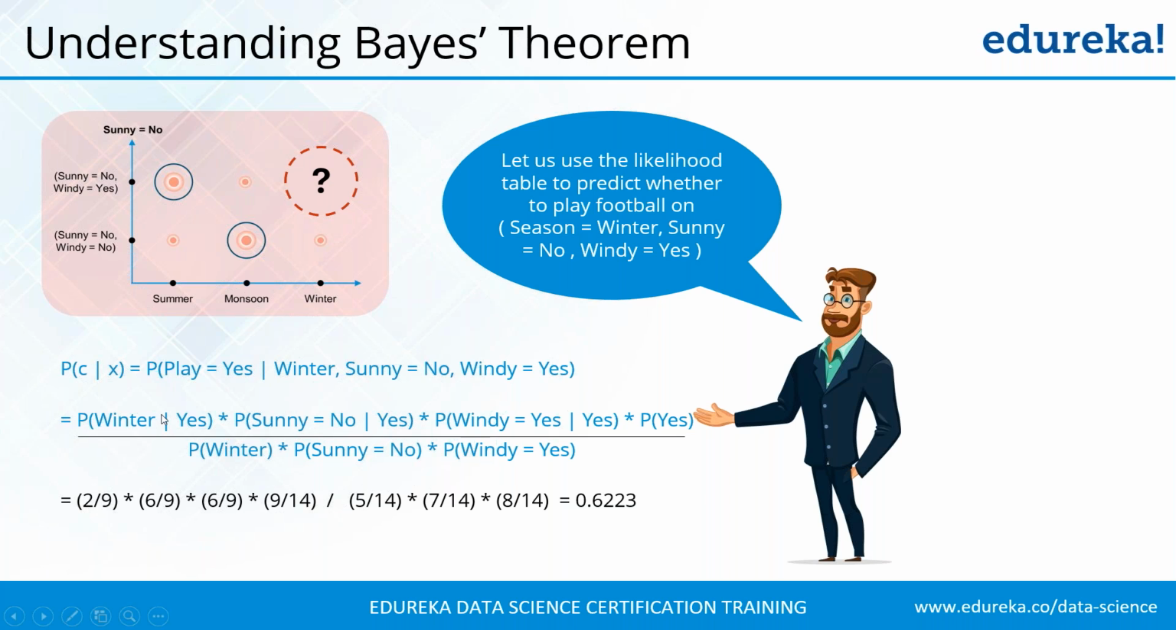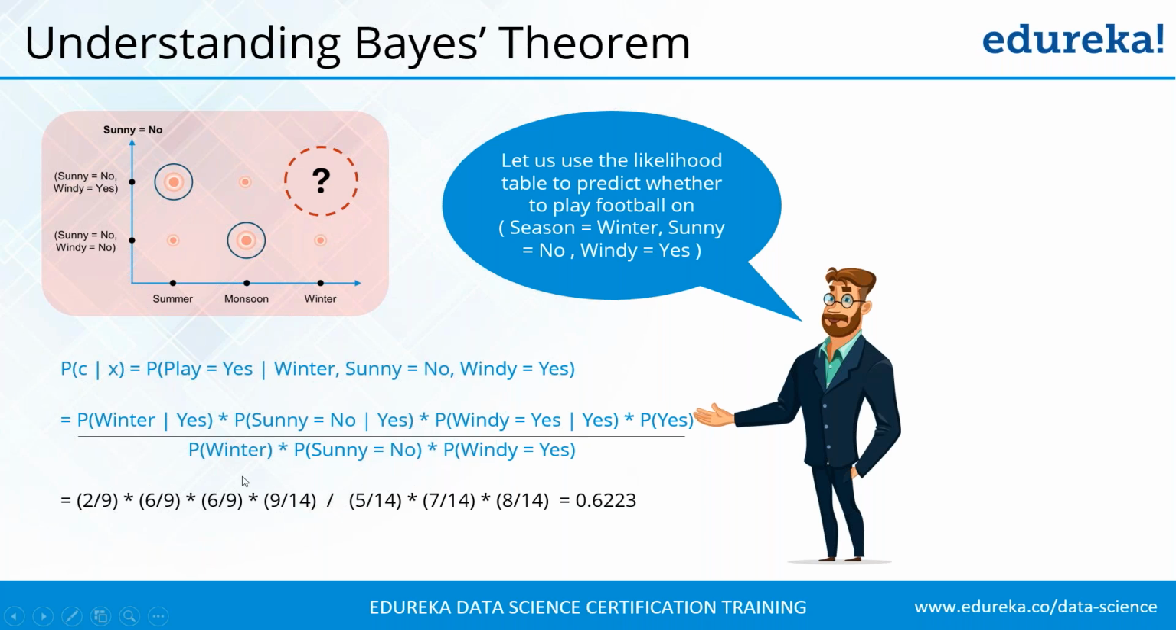So in this case, I'm trying to calculate the probability of the match being played, and there are in total 3 attributes. So that's why you see here the value of season being winter, the value of the attribute sunny being no, and the value of the attribute windy being yes. And this is the prior probability of the class. So overall, this is a probability of whether the match will be played or not, given all these attributes.